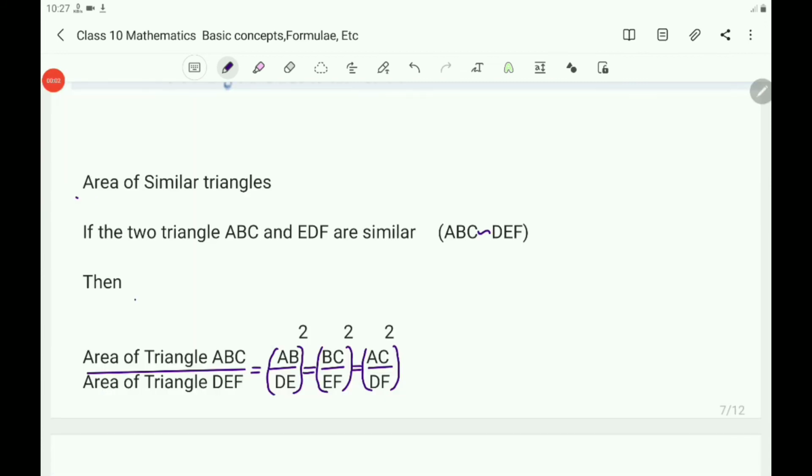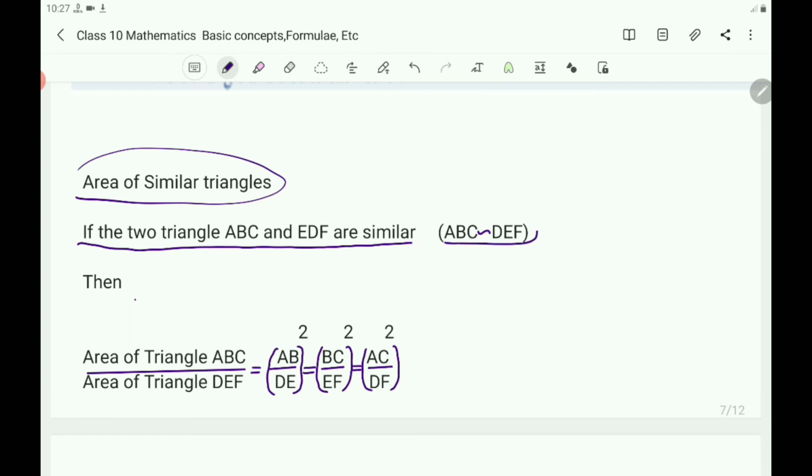Now about the area of similar triangles. If the two triangles ABC and DEF are similar, that is, if triangle ABC is similar to triangle DEF, then area of triangle ABC by area of triangle DEF equals AB by DE whole square or BC by EF whole square or AC by DF whole square.